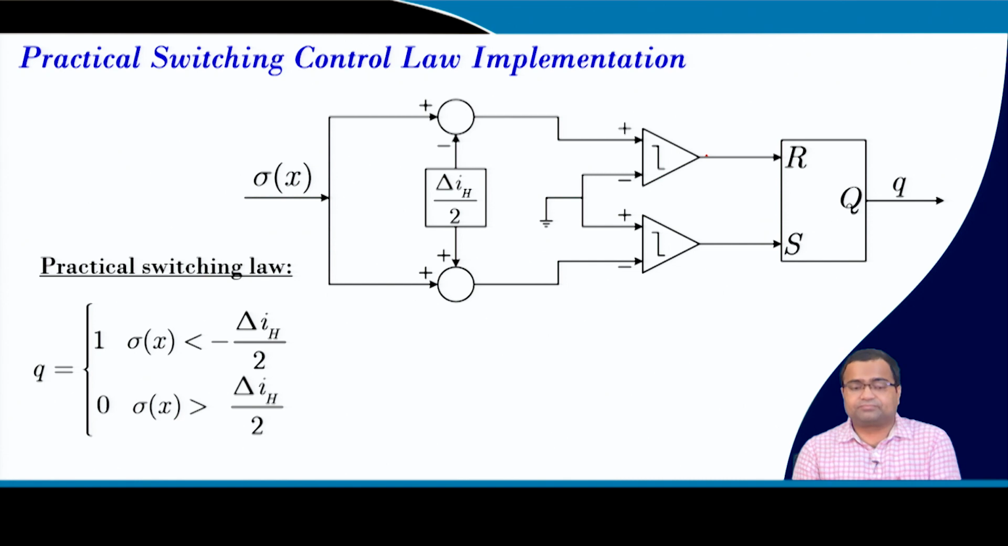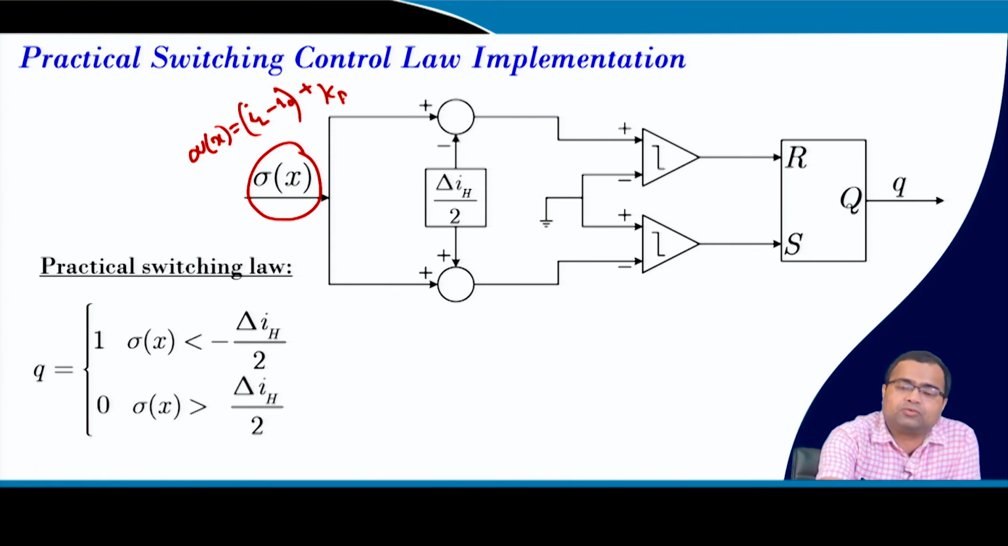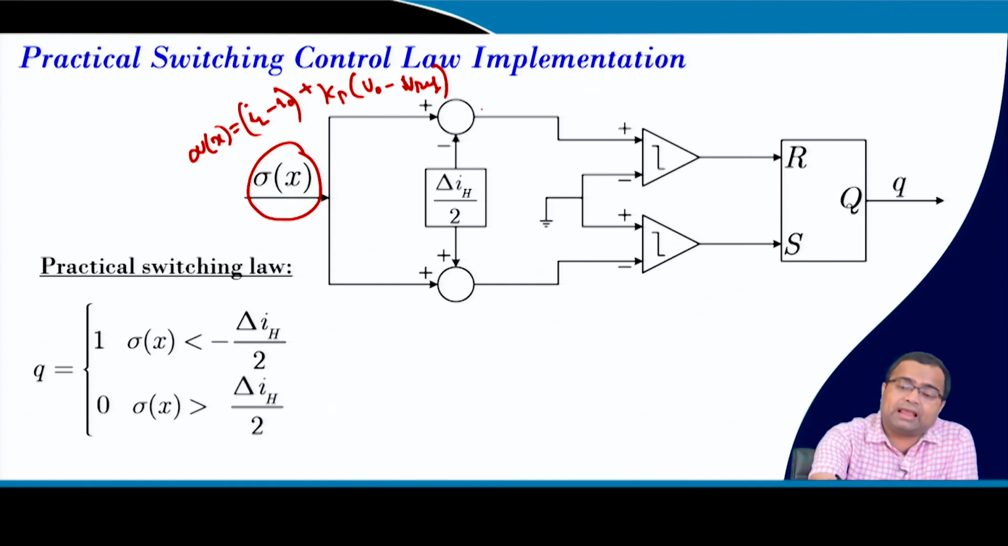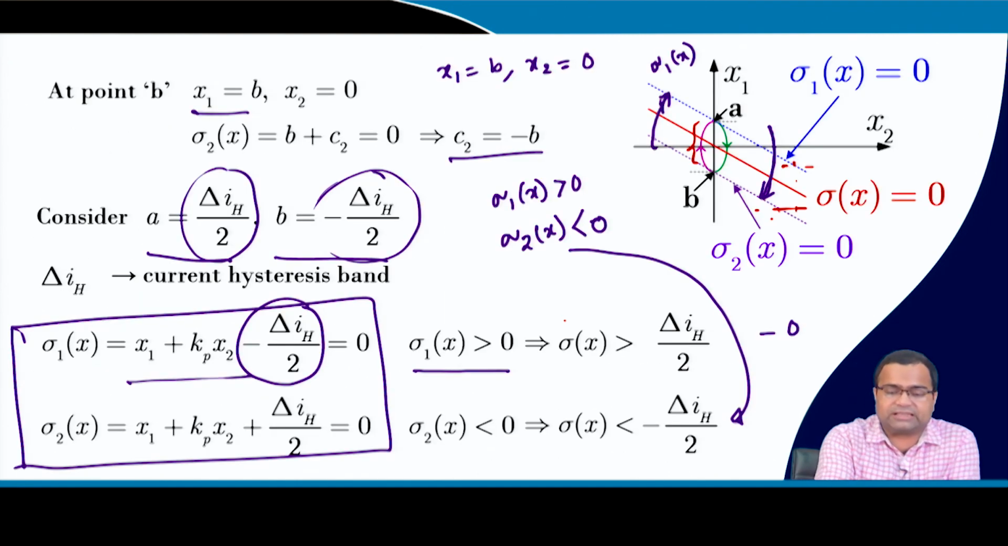And how do we implement the control law? Sigma x, what is this? Here we know sigma x in our case is IL minus I0 plus Kp into V0 minus Vref, that is sigma x. And then we are adding this band, and that we have discussed. That means what was our sigma 1x? It was sigma x plus, if we go back, what was sigma x?